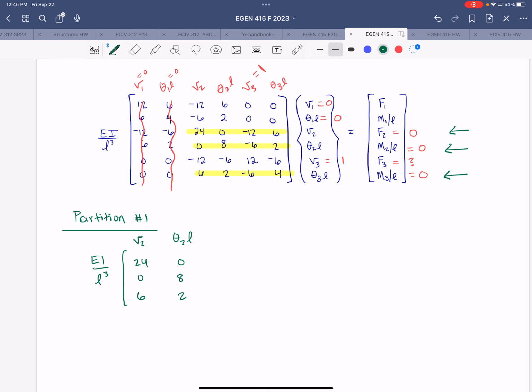Our V3 column, which is equal to 1, negative 12, negative 6, and negative 6. Theta 3L column is 6, 2, and 4. So this gets multiplied by our displacement vector with 4 rows in it, V2, theta 2L, 1, and theta 3L. And that's equal to a bunch of zeros.